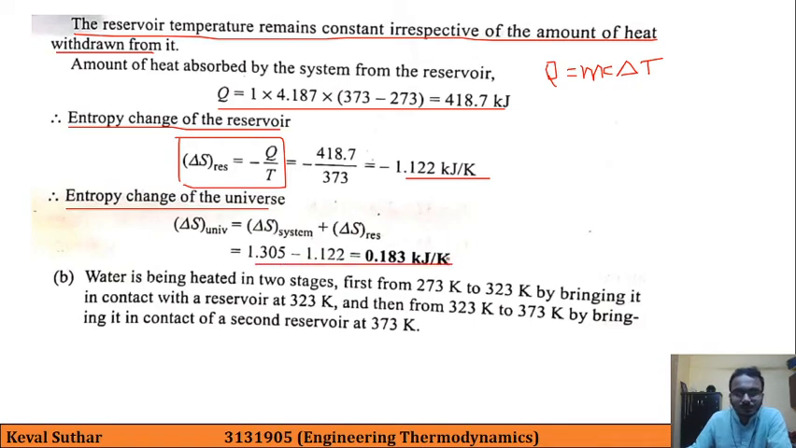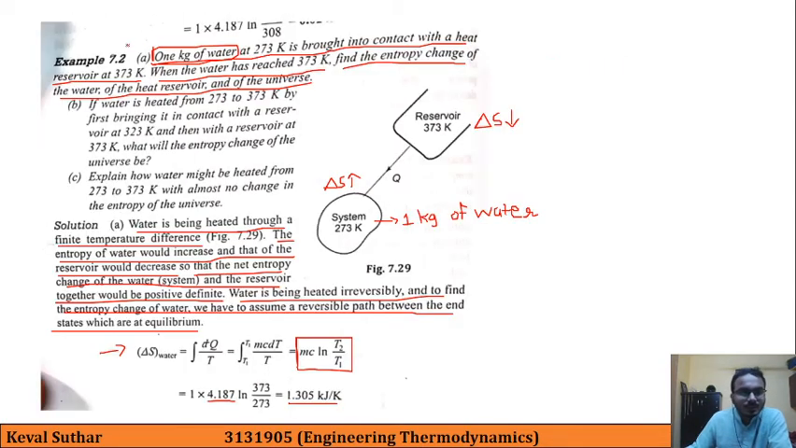Now let's focus on part B. If water is being heated from 273 to 373 by first bringing it into contact with a reservoir of 323 and then with the reservoir at 373, what will be the change of entropy of the universe?